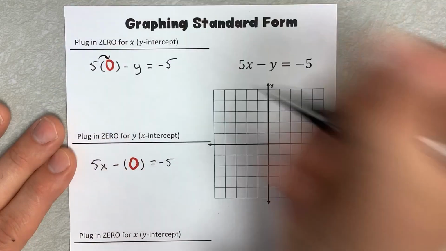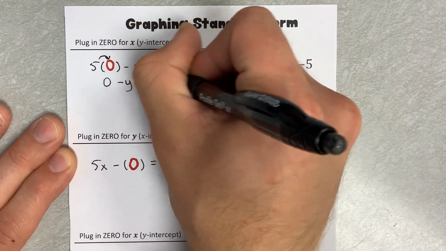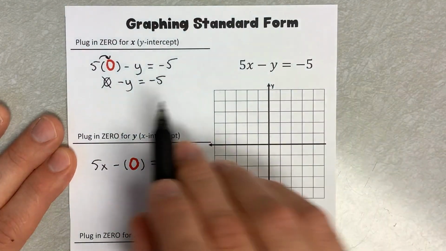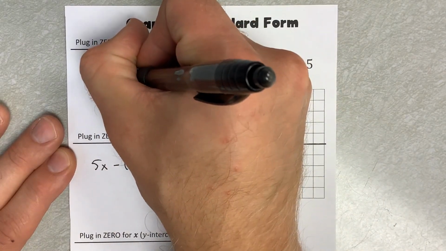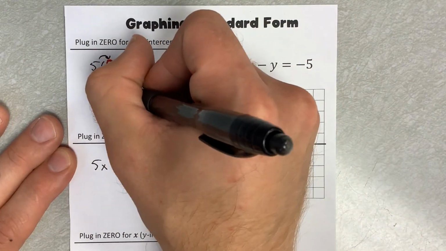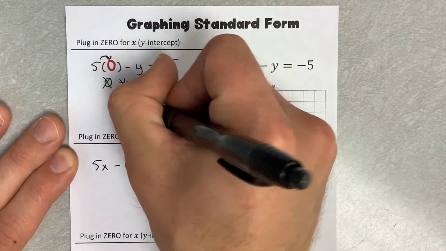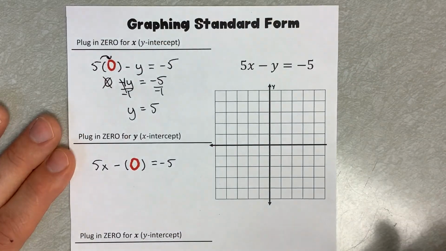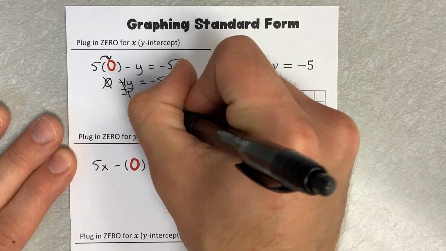Parentheses mean multiply, 5 times 0, well that's just 0. I bring everything else down. Now because there's 0 there, I can almost kind of forget about it, and I'm left with -y equals -5. And again, remember, there's actually a little 1 hiding there, so it's a -1y. So to move a coefficient, I divide both sides by that coefficient. That divides out. y equals -5 divided by -1 is a +5. And there you go. That is going to be my y-intercept right there.